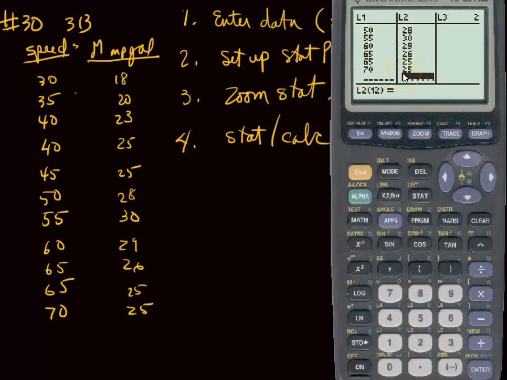It's not bad to check this anyway, just to make sure that you haven't put anything in sort of crazy, like a 1 instead of a 21 or something like that. Okay, so that's entering the data.